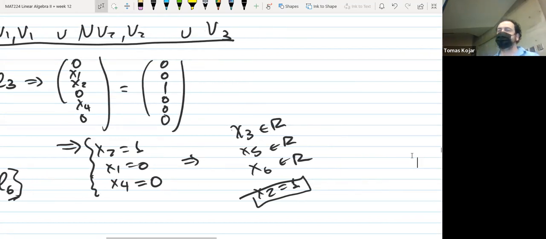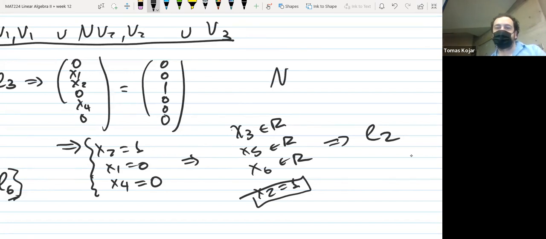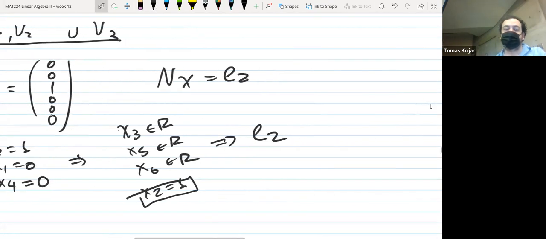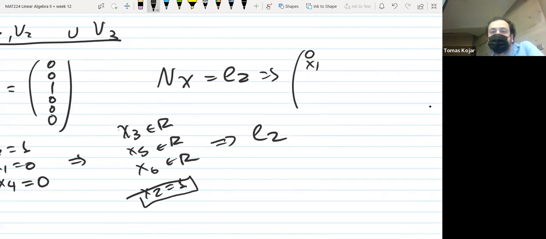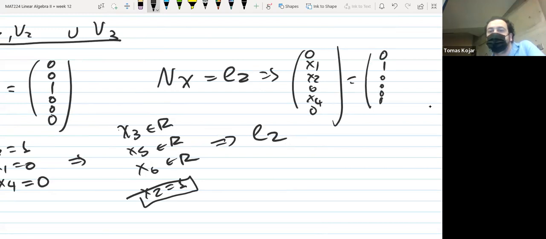But just to make your life easy, just pick one of them. Just take E2. So you get E2. Now solve it again: N x equal to E2. So let's do this again. This is the system 0, x1, x2, 0, x4, 0 equal to 0, 1, 0, 0, 0.